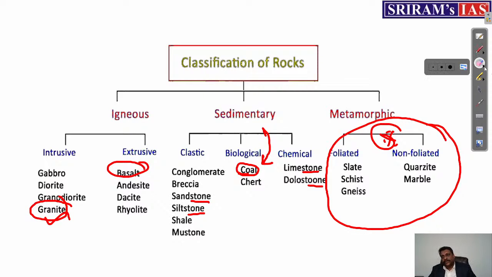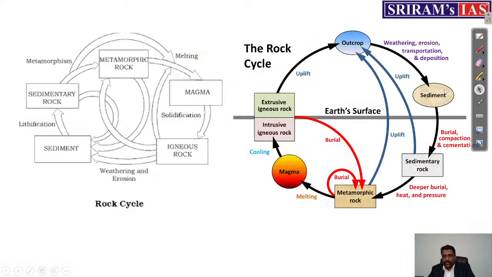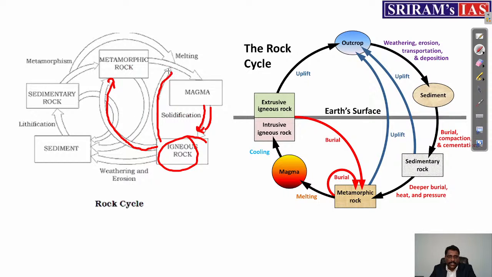Okay. And I have also given you a rock cycle. This rock cycle, this grayscale image I have taken from NCERT. For example, magma resulting in the formation, solidification, igneous rocks. Igneous rock can also become metamorphic rock. Igneous rock can also be subjected to melting. Igneous rock can also get eroded and eventually become sedimentary rocks.